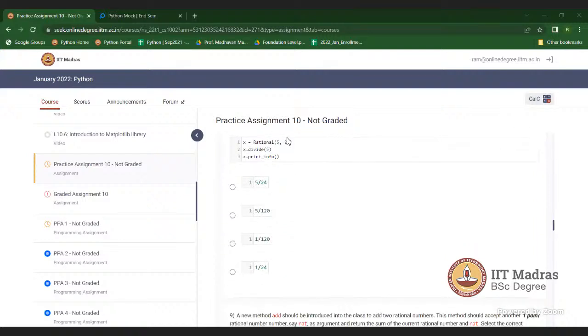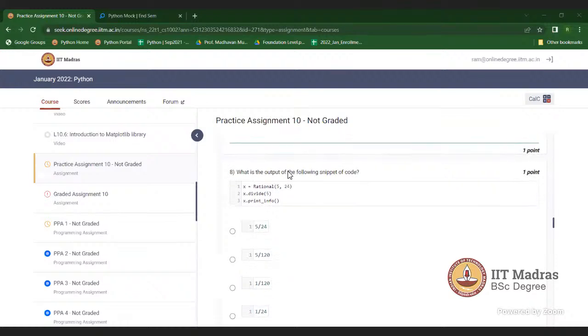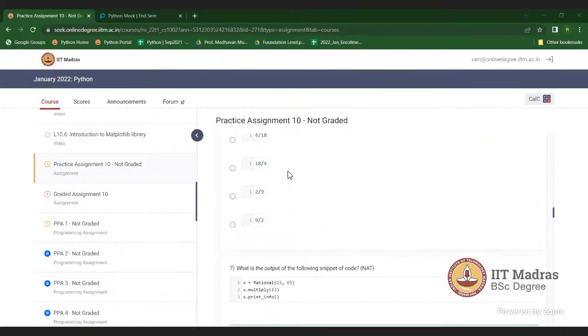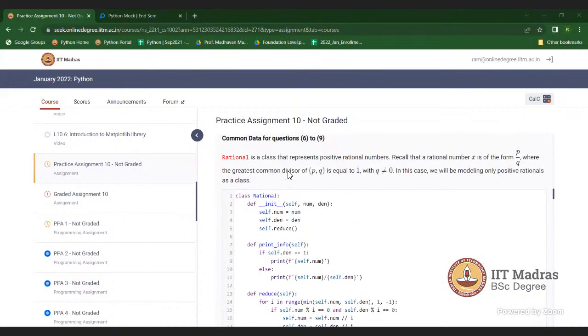They're asking for the output of the code, right? Yes, sir. I'm saying the code is written above, sir. There is a common code for problems number 6 to 10. Yes, this one.